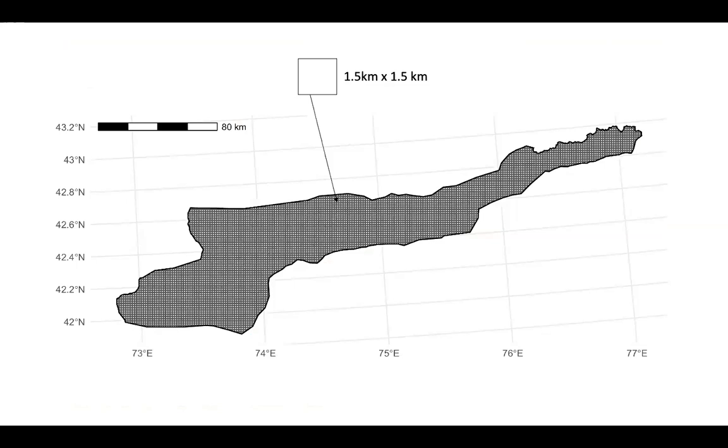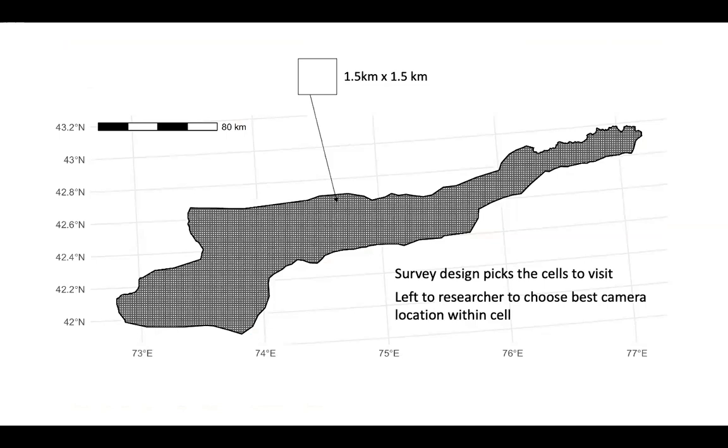So the first thing that we'll do is just zoom into the survey area, and we chop up the whole survey region into these small grid cells. I've made them 1.5 kilometers squared, but that's not terribly important, and any similar size grid cells will do. The important thing is that our survey design is only going to tell us which cells to visit. Once we've chosen those cells, we leave it up to the researcher to choose the best camera location within each cell. That's a decision that can be made beforehand, or it can be done on the ground during the survey. So all the survey design does is pick which cell to visit.